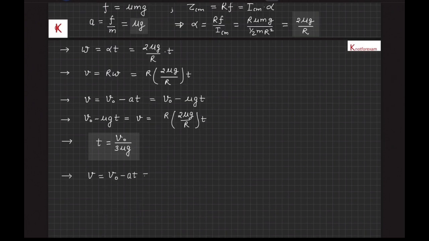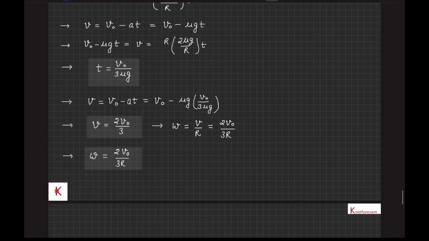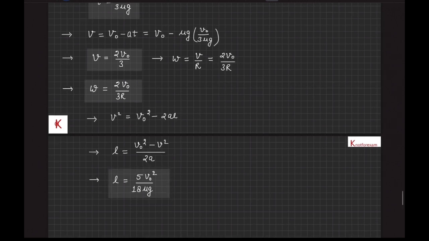Also v is equal to v naught minus at, that is v naught minus mu g into v naught upon 3 mu g, that comes out to be 2 v naught by 3, and omega is equal to v upon r, that is 2 v naught by 3r. Also length covered in this time t will be equal to v naught square minus v square by 2a, that comes out to be 5 v naught square upon 18 mu g.